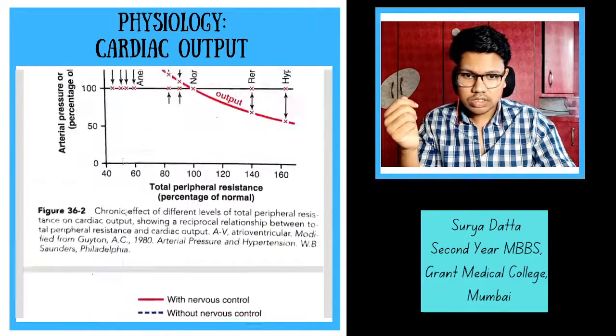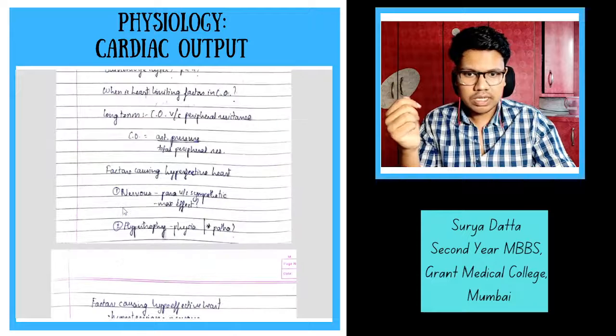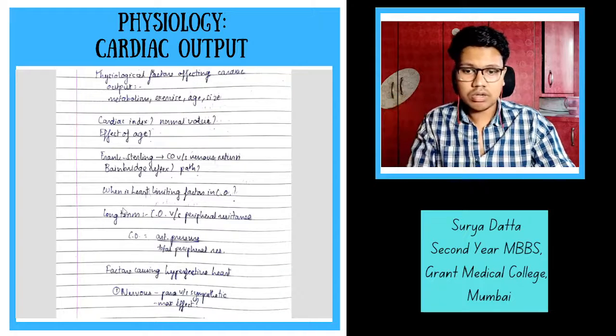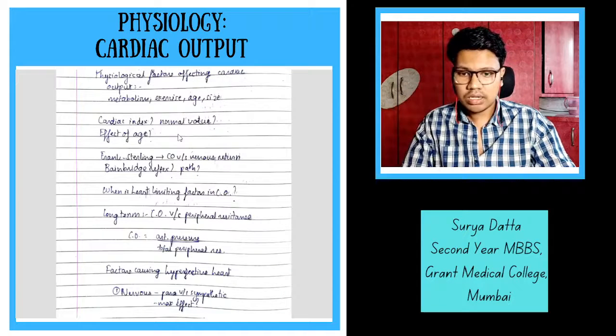So this is just what I wanted to show graphically. The graphical interpretation of this is very common. It can come whenever you want, really. Then we have the normal value done, effect of age is done. So now we're doing the Frank-Starling law.